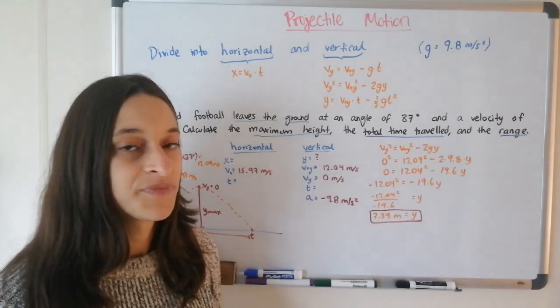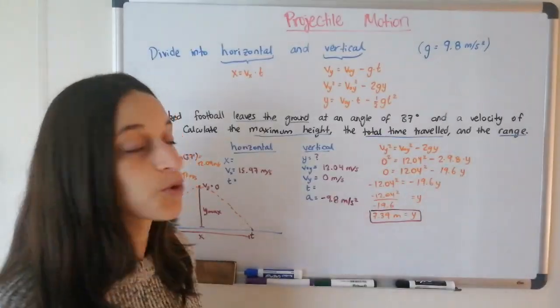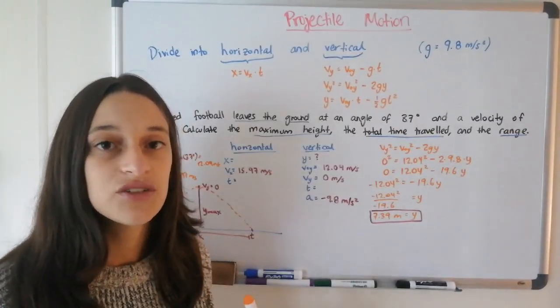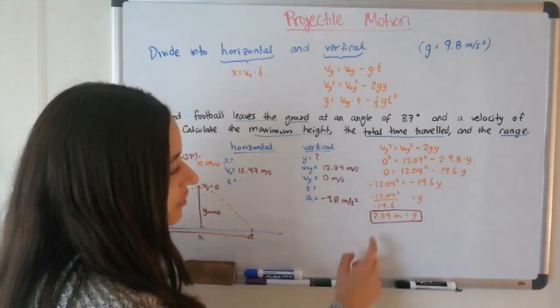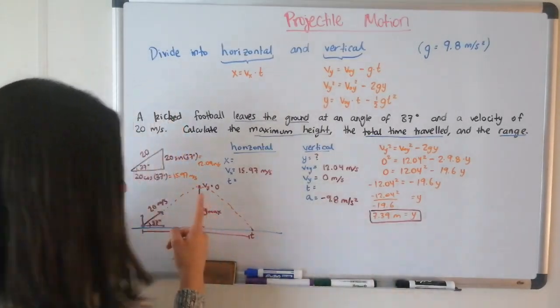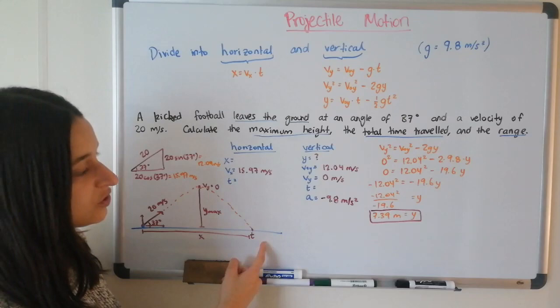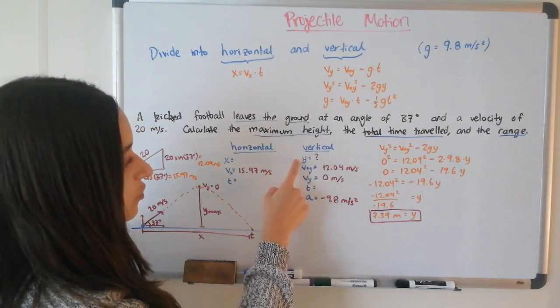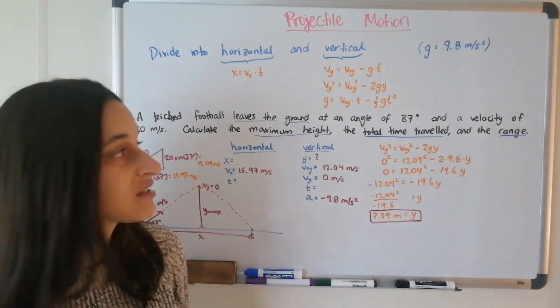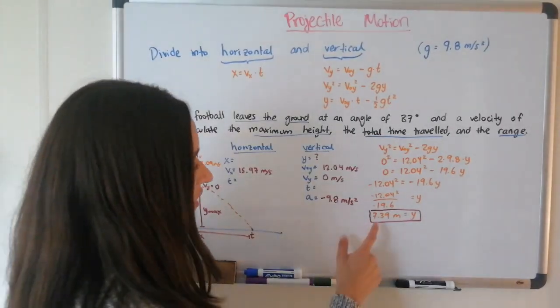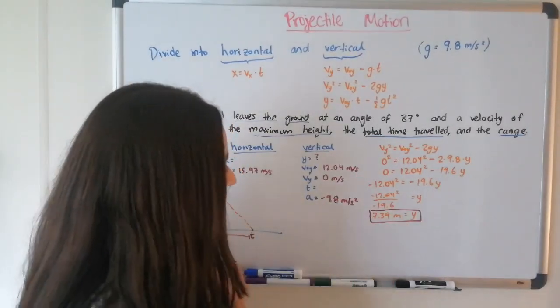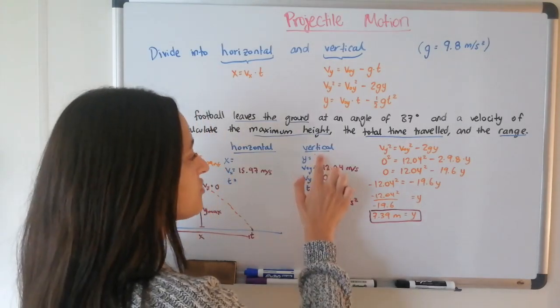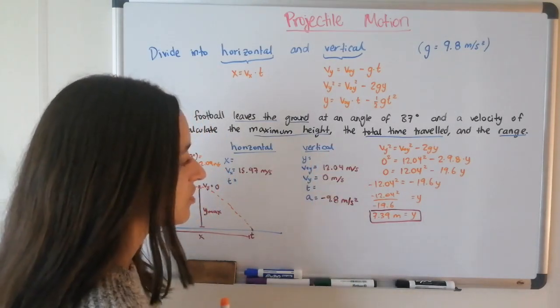Okay, 1/3 done. Now the second one asks for the total time traveled. So we can do this two ways. We can either find the time at this point and then multiply it by 2, or we can find the time at this point by saying that the y will be 0 at that moment. What I'm going to do is use the values that we already have and then multiply it by 2. So we can put this here.